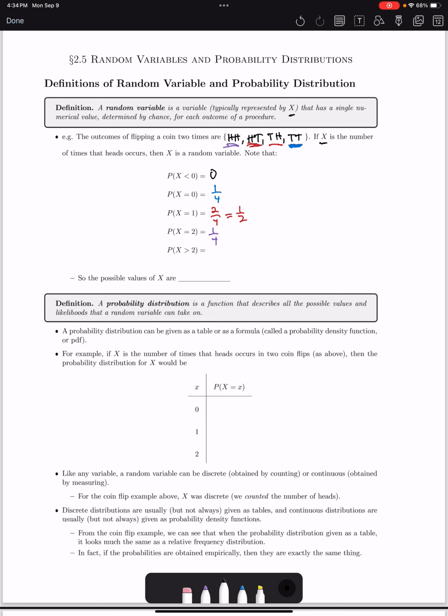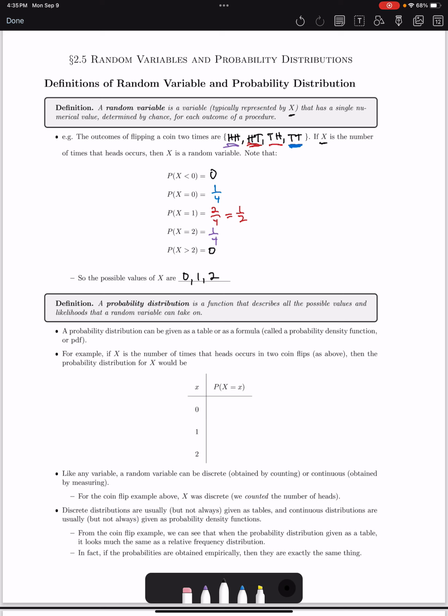And then finally, the probability X is greater than 2. Well, it's not possible for X to be more than 2. Remember, X is the number of times that we flip heads in 2 coin flips. It's not possible that you're going to flip heads more than twice if you're only flipping the coin twice, right? So probability X is greater than 2 is 0. So the possible values for X are 0, 1, and 2. And those are the only possible values that X can be, okay?